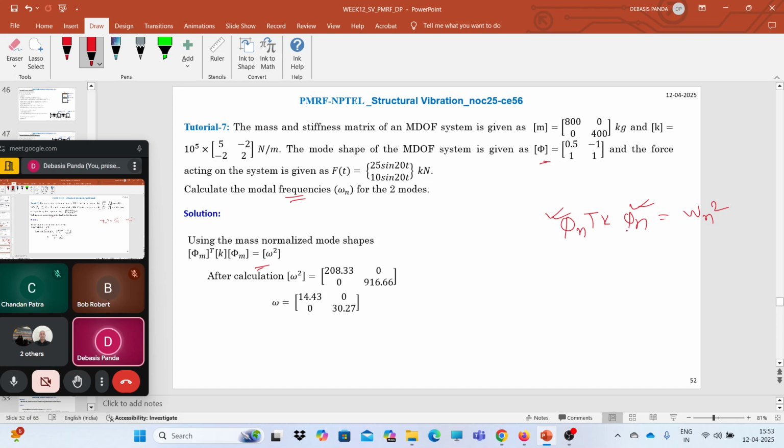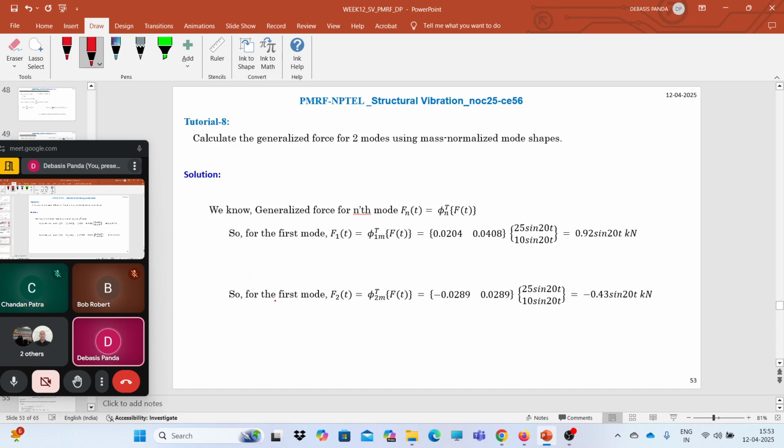So what you need to do is a very simple problem. How can we find out the omega square? You just need to do phi n transpose K phi n. And if you solve it, you will get the value of omega square. So practice this kind of problems very carefully. And you need to recall the formula in a way that at that particular time this formula will hit your mind, right?